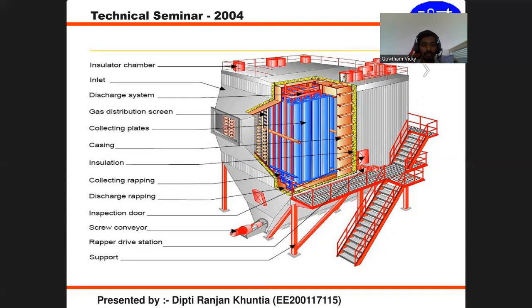Then the inspection doors and then screw conveyors and then wrapper drive stations. And it should be the support divisions. That means tripod. Tripod is nothing but the support stations. It should simply be called supportive stands.